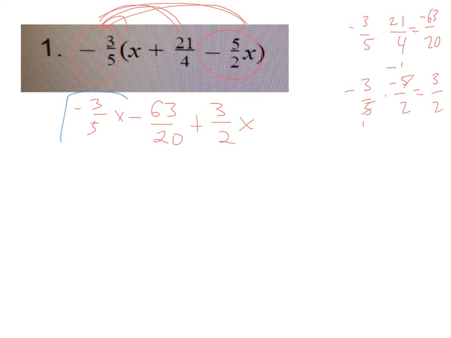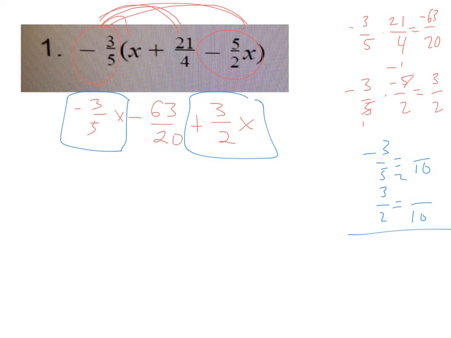Well, your like terms are the negative 3/5 x and the positive 3 over 2x. So that means, in this case, they're different signs, subtract. So you off to the side are going to have to work this out. There's no way around it. It's negative 3/5 and positive 3 over 2. You guys go ahead, get a common denominator. In this case, it'd be 10.